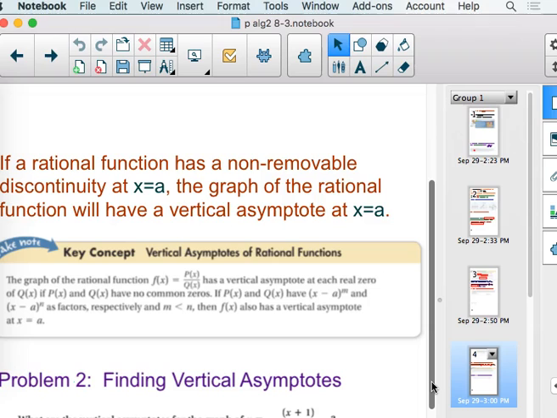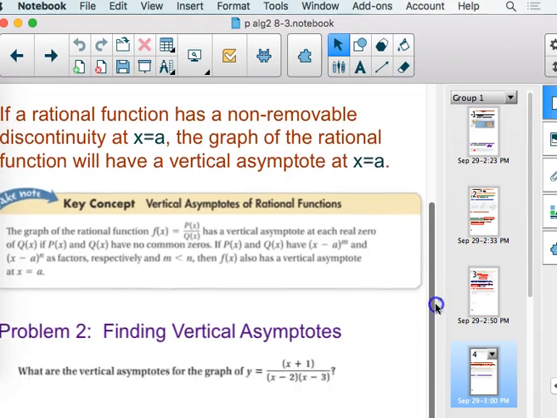If p of x and q of x have no common zeros, that means if it won't cancel out. So if it won't cancel, we have to worry about that. If p of x and q of x have that factor, and that means there's the same factor in the top and the bottom, well, then we can cancel them out, and that makes it a hole. So if it cancels, it's a hole. If it doesn't cancel, it's a vertical asymptote.